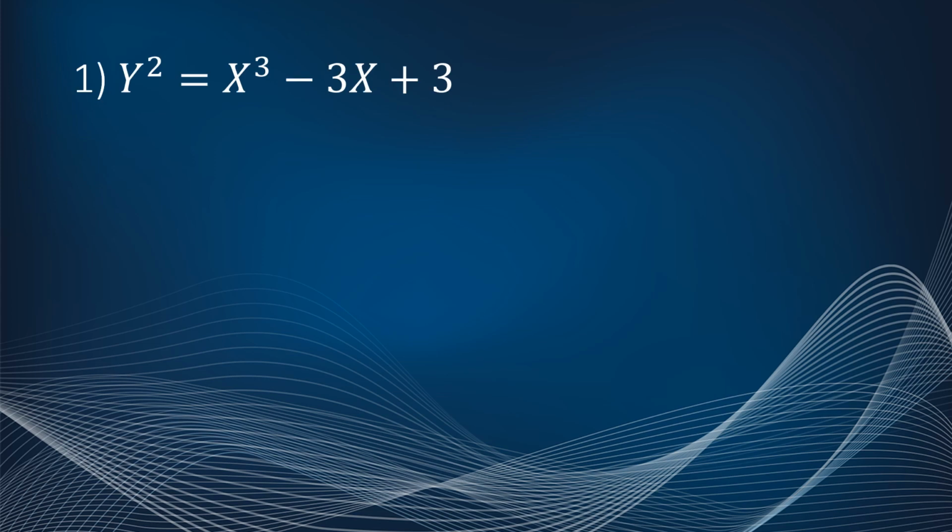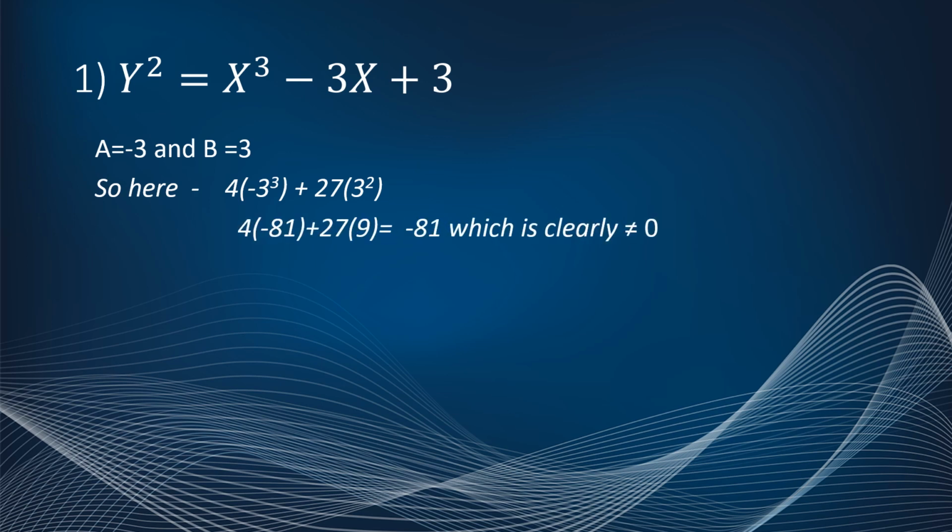So the first example is y square is equal to x cube minus 3x plus 3. So here a is equal to minus 3 and b is equal to 3. When we put these values in our formula, 4a cube plus 27b square, we'll get the answer minus 81, which is clearly not equal to 0.